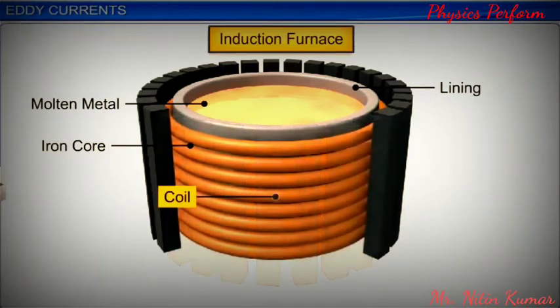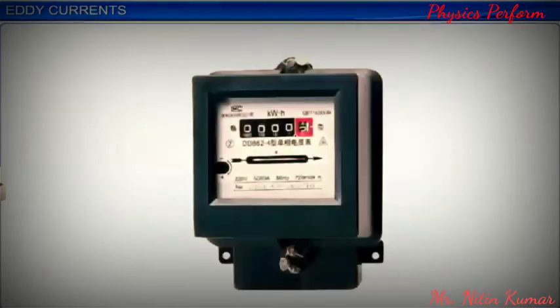An induction furnace can be used to produce high temperatures and can be utilized to prepare alloys by melting the constituent metals. A high-frequency alternating current is passed through a coil which surrounds the metals to be melted. The eddy currents generated in the metals produce high temperatures sufficient to melt them.